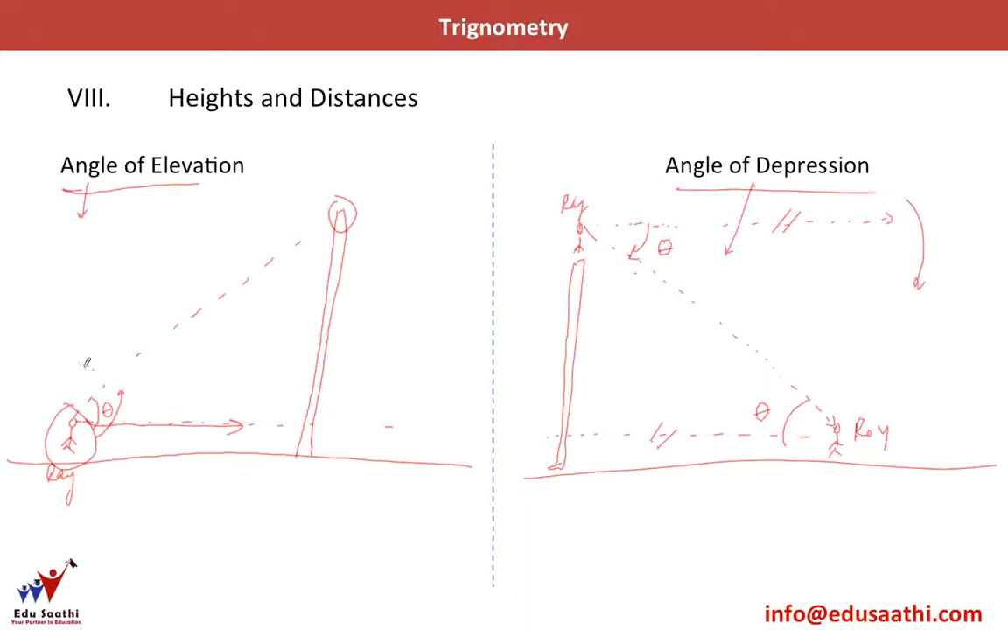So take note, this is the angle of elevation when Raj is somewhere down and looking at the top of a building, and this angle is called the angle of depression when Raj is standing on an elevated platform and then looking in the downward direction.